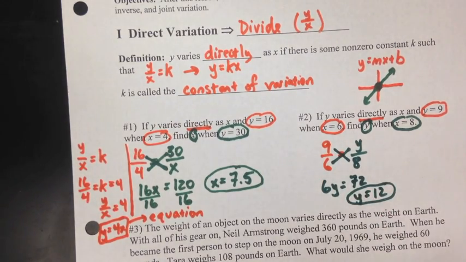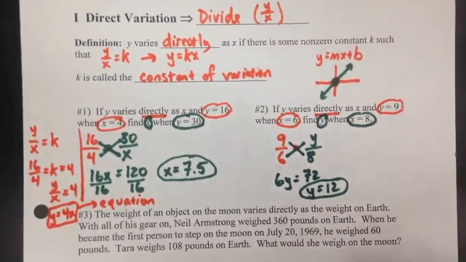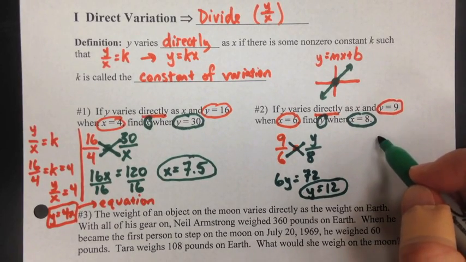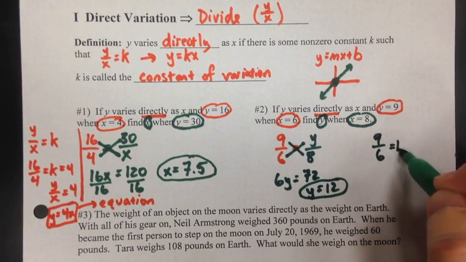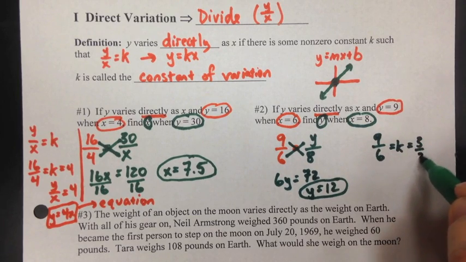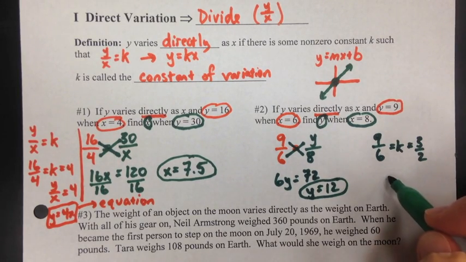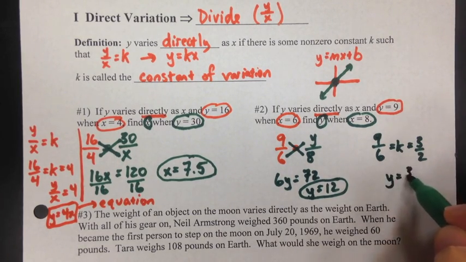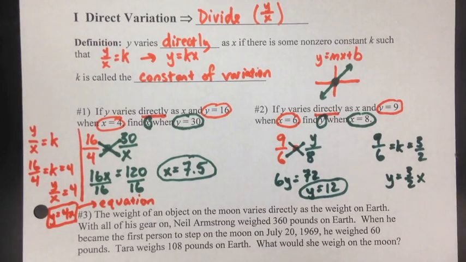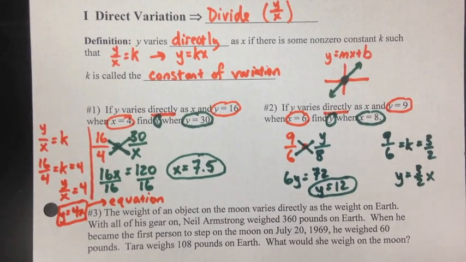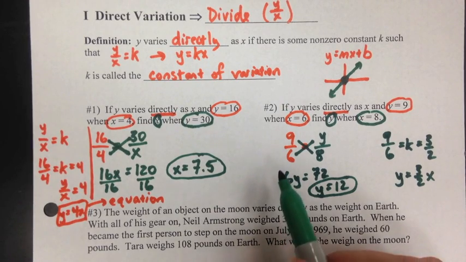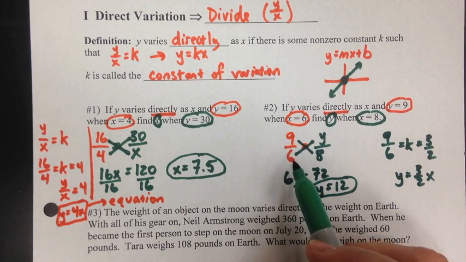If you wanted the equation, you could find the constant first. You could say 9 divided by 6 equals k, which is 3/2, or 1.5. And the equation would end up being y equals 3/2 x. Okay? But the idea is that when you're solving the problem, you are dividing the variables first.